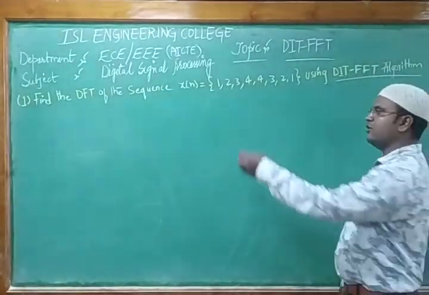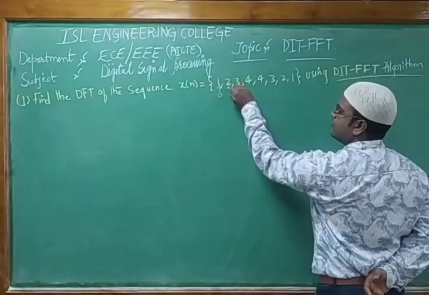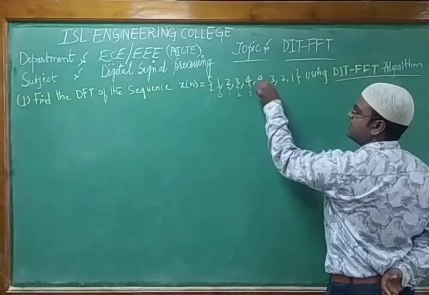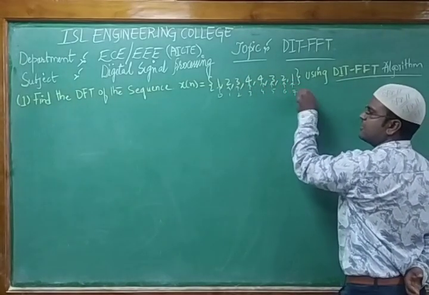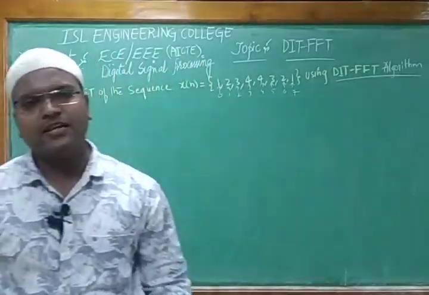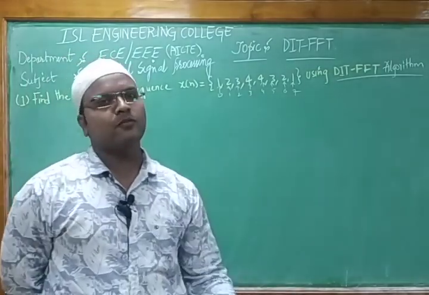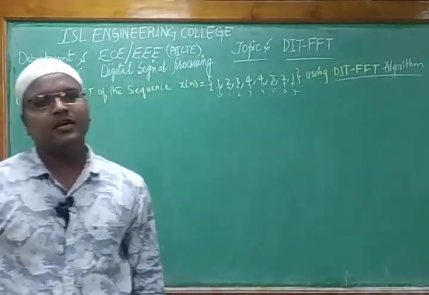So for doing this, what we'll do is write its positions: x of 0, x of 1, x of 2, x of 3, x of 4, x of 5, x of 6, x of 7. So we wrote all the positions. We know that for writing the DIT FFT algorithm, we have certain steps in order to do the questions based upon the DIT FFT.